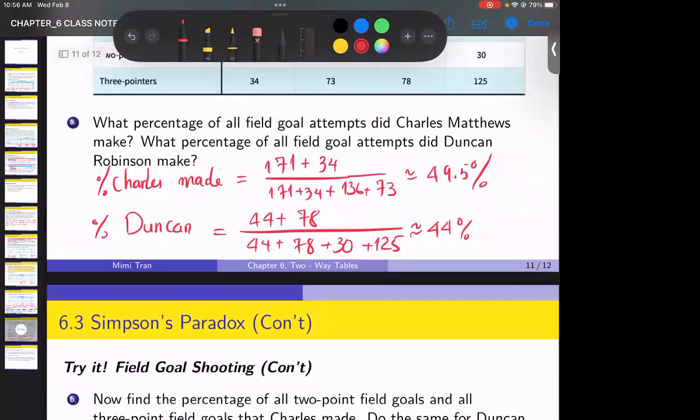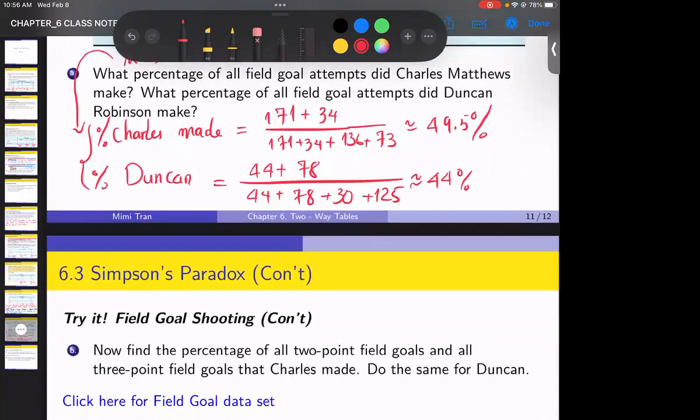Now, so that's marginal distribution. Remember, those are marginal distributions. Now, find the percentage of all 2-point field goals and all 3-point field goals that Charles made, and then do the same for Duncan. This is a bit more detail oriented, right? So this must be conditional distribution. How do I know? Because marginal distribution is only 2 percentages. For this, you're gonna have more than 2.